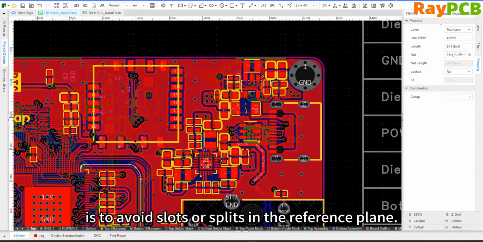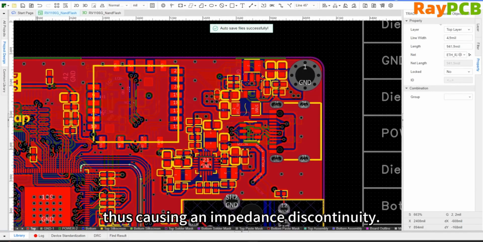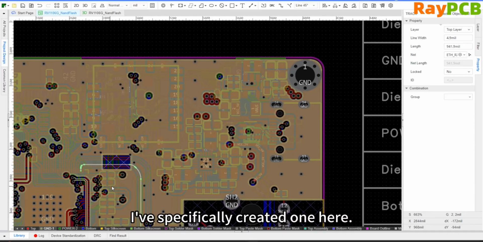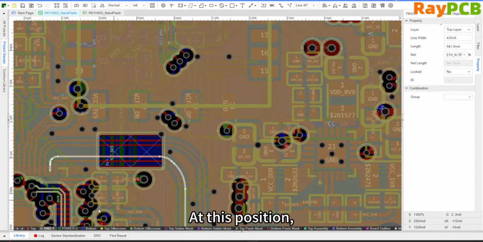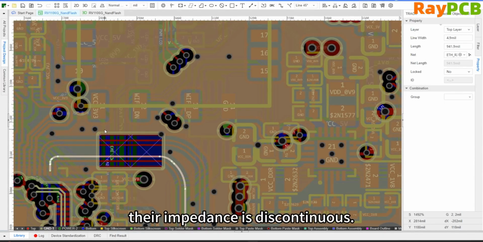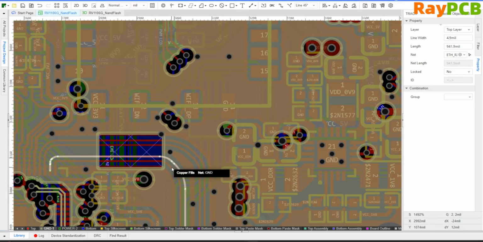The first point is to avoid making slots or splits in the reference plane. Any split or cutout in the reference plane beneath a signal trace will interrupt the signal return path, causing impedance discontinuity and resulting in reflection. This is a common mistake. Here, I specifically made an example. At this spot, I made a cutout in the reference plane near the motor. For these four traces, their impedance becomes discontinuous and reflections will occur at the edges. So this situation must be avoided.